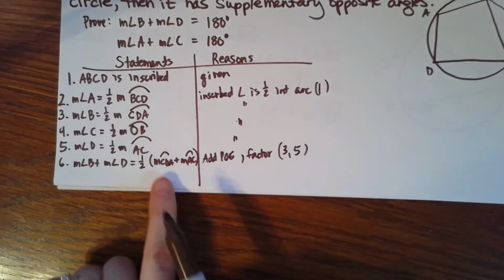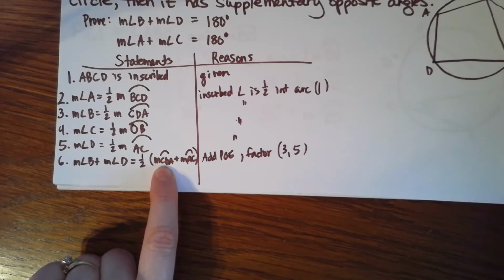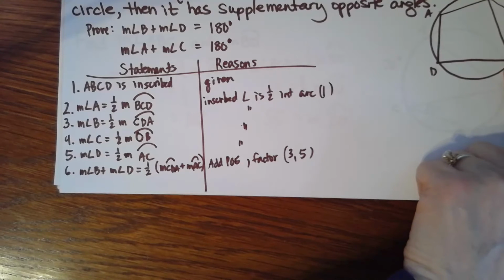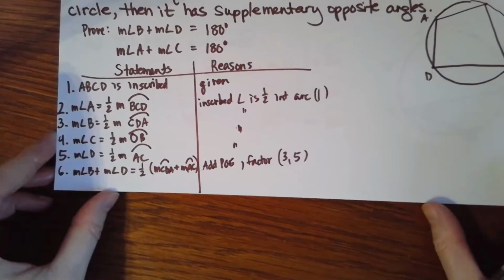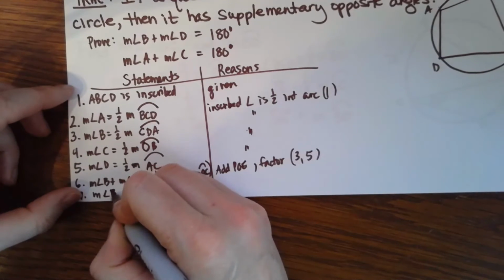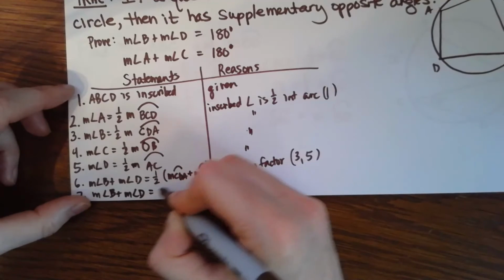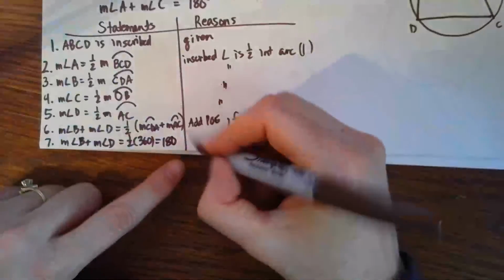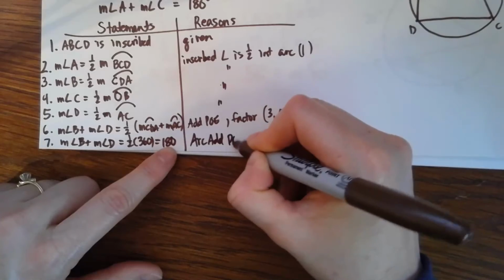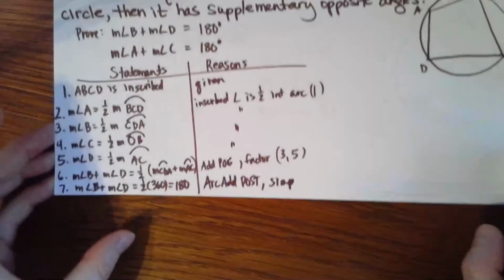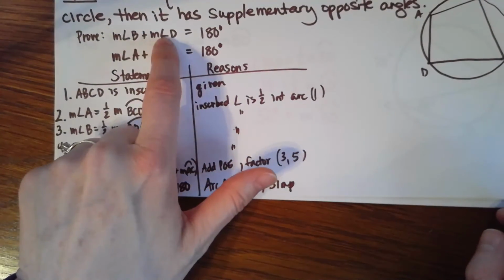Okay, and then if you look, the measure of CDA, so CDA right there, plus the measure of AC, well, that's the whole way around the circle. That's a full 360 degrees. Okay, and so the measure of angle B plus the measure of angle D is 1/2 of 360 degrees, which is equal to 180. And that's just by the arc addition postulate and simplification. Okay. And so that gives us the measure of angle B plus D is 180.